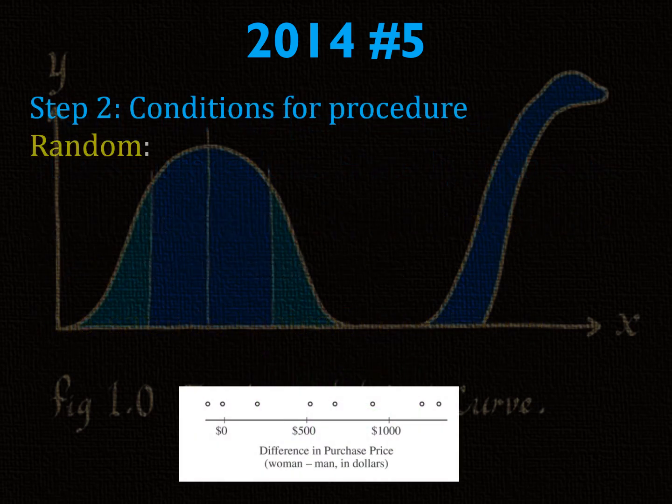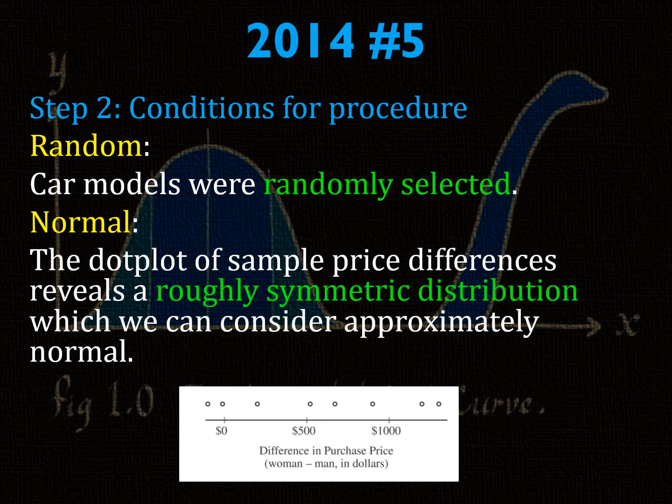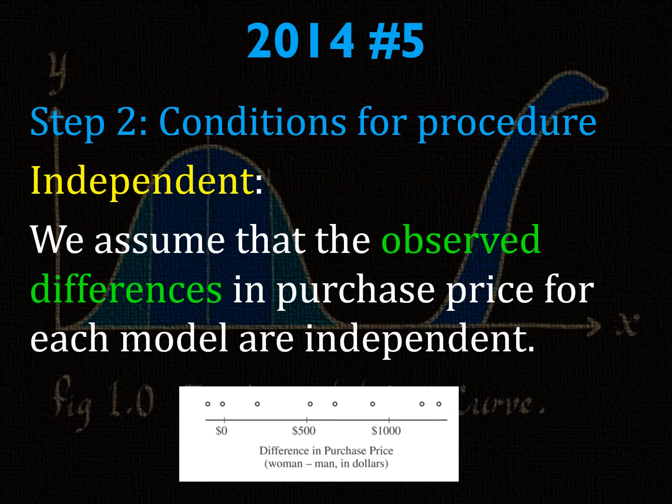Conditions for the procedure. Let's start with the random condition. The car models are randomly selected from all the different car models. The normal condition. So the dot plot of the sample price, again, we're looking at the list of differences, reveals a roughly symmetric distribution. So there's nothing indicating that it's asymmetric. It's not like all clustered on one side or the other. It's pretty well evenly spread out. So we'll consider this distribution approximately normal. Finally, independent, it's matched pairs. So we have to state that the observed differences in the purchase prices for each model are independent. So even though within each model they are not independent, across different models, the differences in the purchase price are independent.